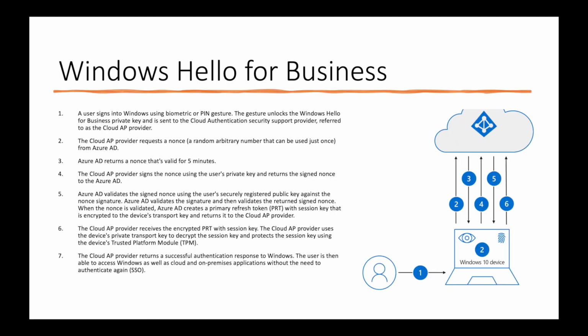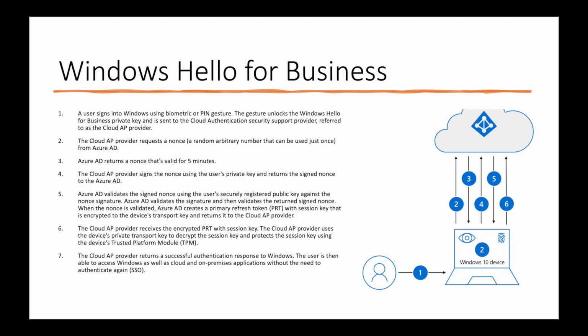So then finally, there's Windows Hello for Business. Windows Hello for Business works similarly, but it's just a little bit different. The user signs into Windows using the biometric or PIN gesture. The gesture unlocks the Windows Hello for Business private key and is sent to the cloud authentication security support provider.